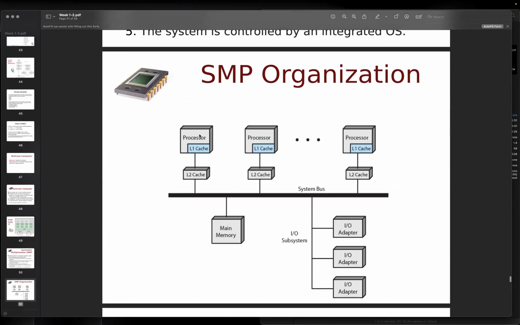So you see, we have processors 1, 2, 3, and each of them has the L1 cache attached to it, and then their own L2 cache, outside of the CPU. They all connect by the system bus, the channel, and then connect to main memory and the I/O. Then they can share their functions and work together. That's how it looks.